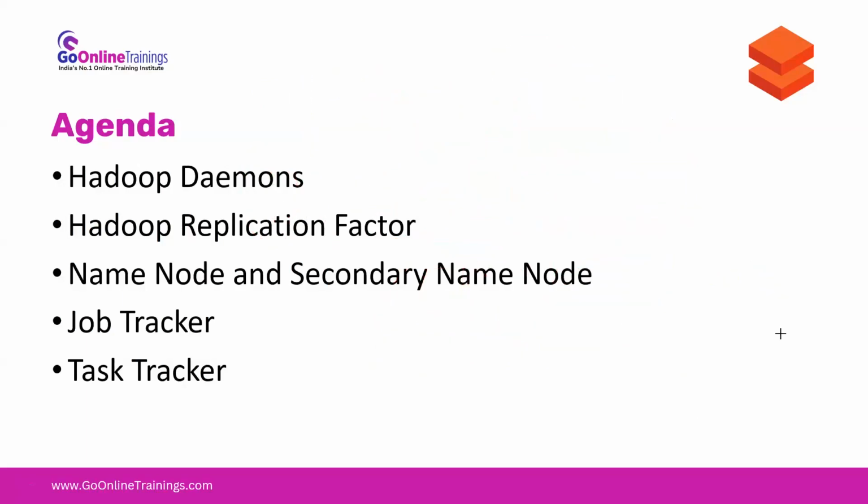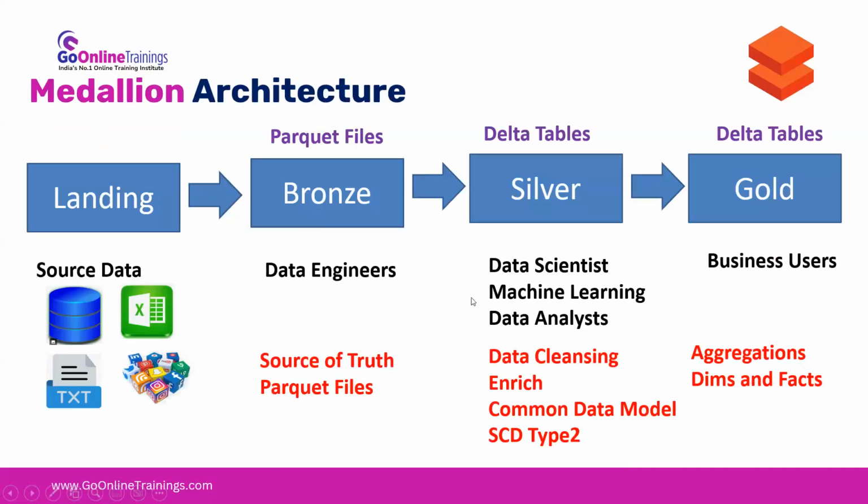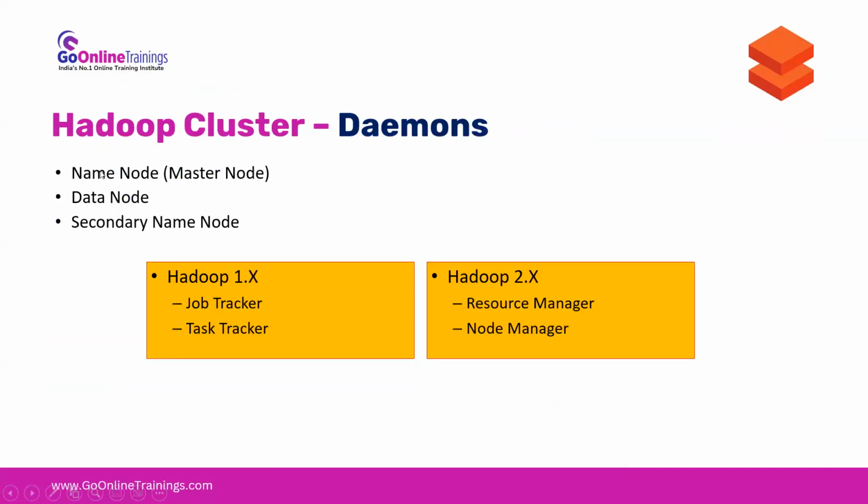So whenever you install, you will get a lot of daemons that are going to be created. Daemons mean what? Services. I have shown you the services; those are called daemons, right? So the Hadoop cluster daemons: you have the name node, also called the master node, and there is a data node, and there is a secondary name node. We'll talk about this one also today.